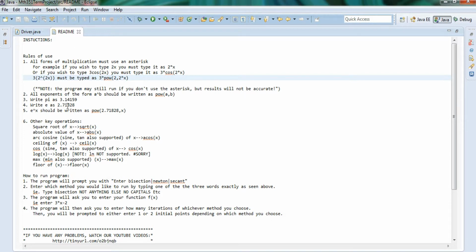Pi and E, you actually have to write out. Please use these decimal approximations. I guess you can use as many digits as you like, but that should be sufficient. E to the x should be written as POW 2.71828, comma x.